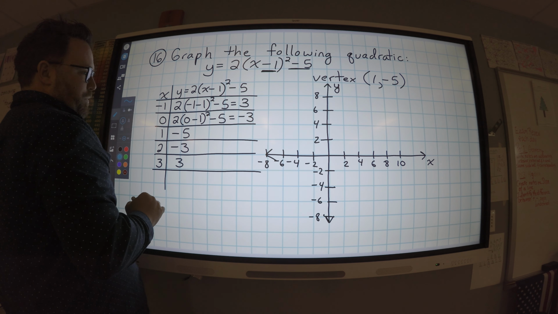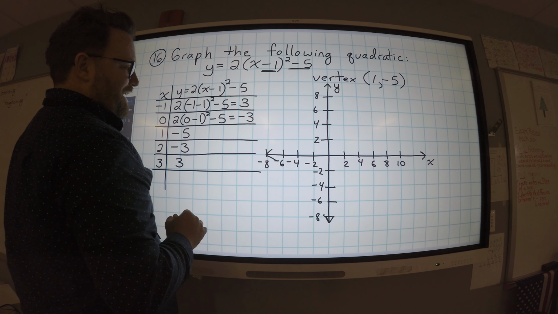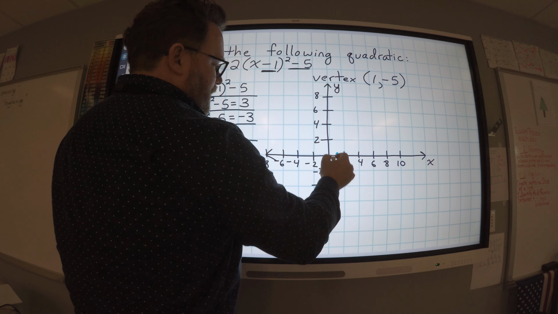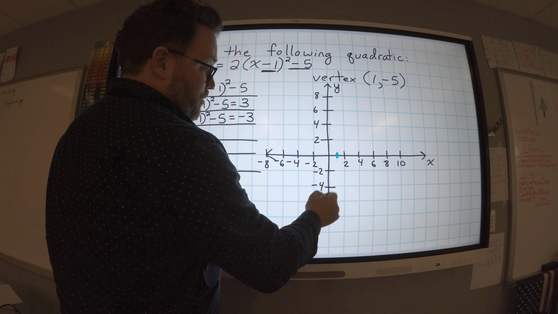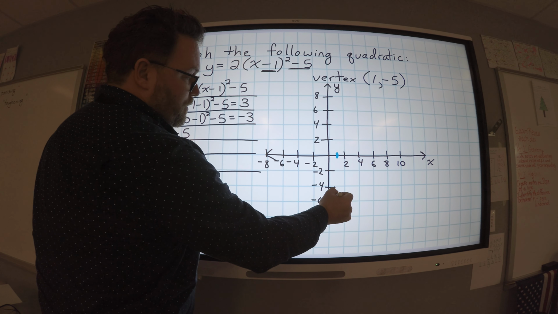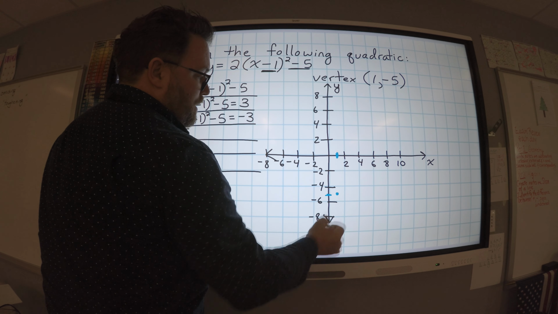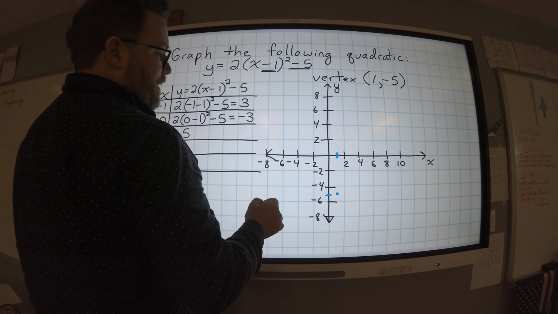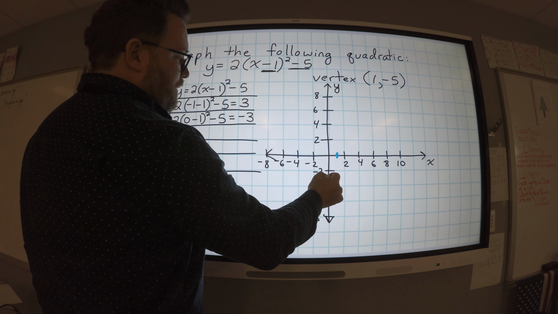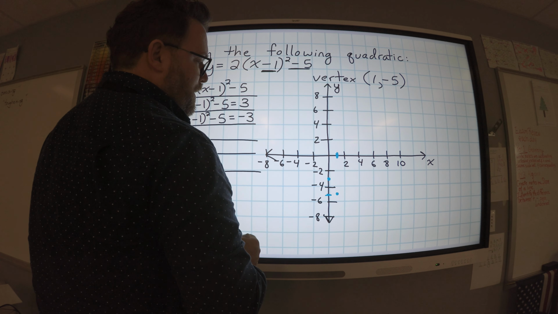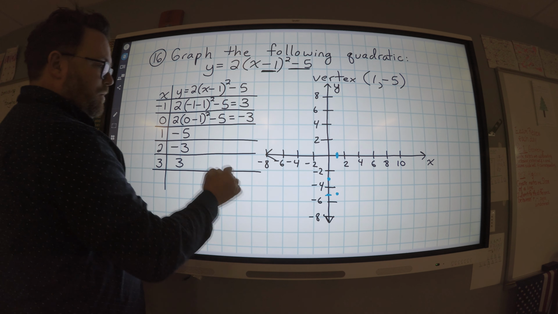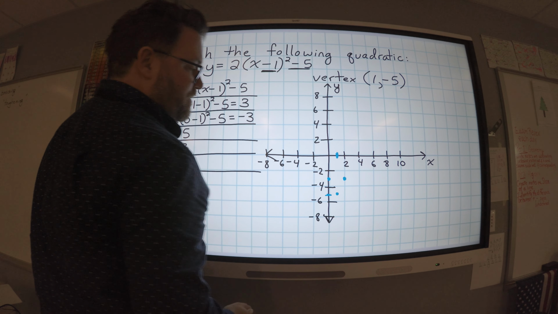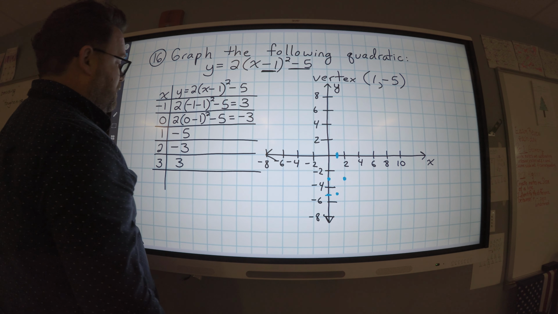So I'm going to first plot my vertex, which is the point 1, negative 5. So I go to 1 on my x, which is halfway in between, and I'm going to go down to negative 5, which is halfway in between negative 4 and negative 6. So I'm going to plot my vertex here. And then at the x value of 0, I have a point at negative 3, so 0 would be at negative 3 here. Okay, and then also at 2, we'd have the point negative 3 here. So again, they're symmetrical around the axis of symmetry, which is the line that goes through the vertex.